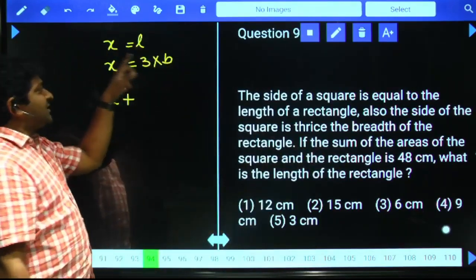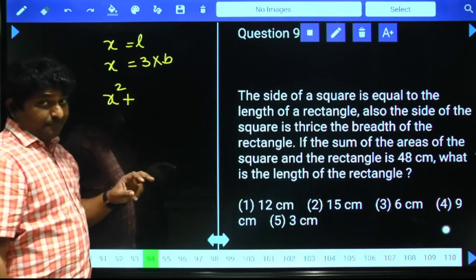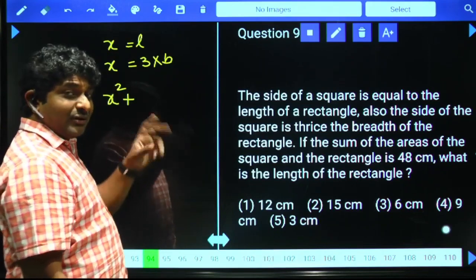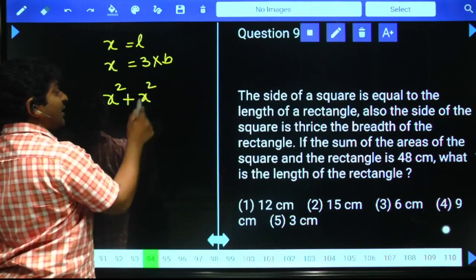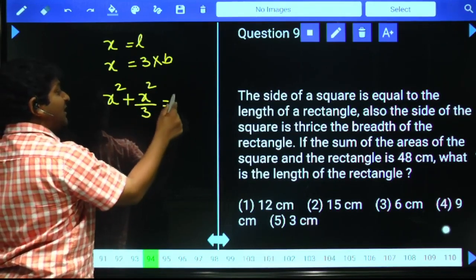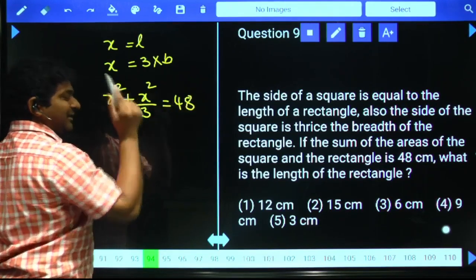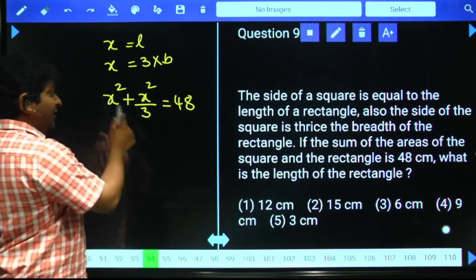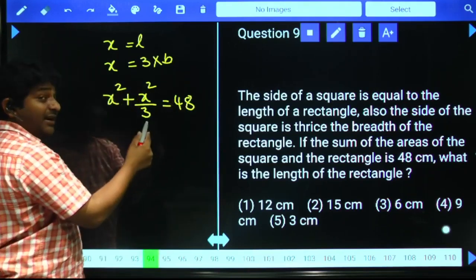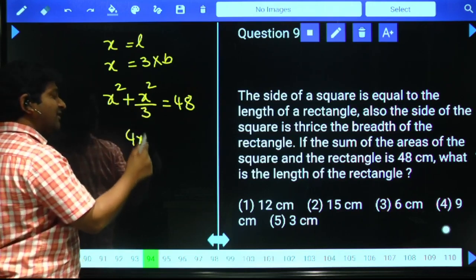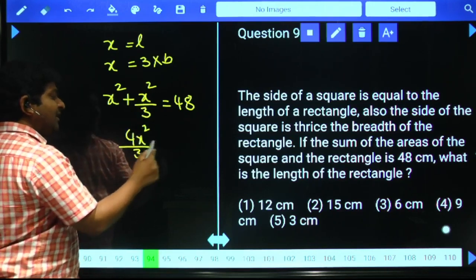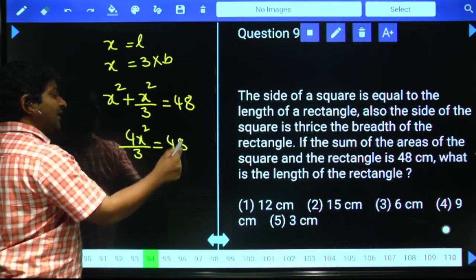Length is equal to x, breadth is equal to x by 3. Then area is equal to length into breadth, x into x by 3, that is x square by 3, which is equal to 48. Now simplify the left hand side: 3x square plus x square, that is 4x square by 3, is equal to 48.